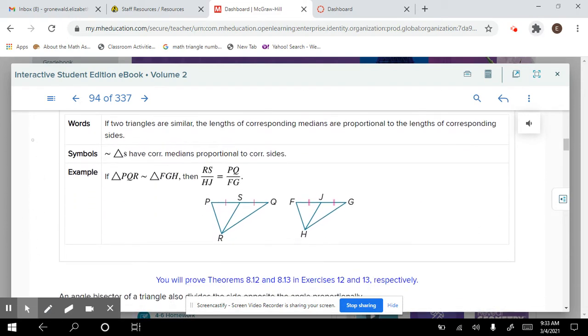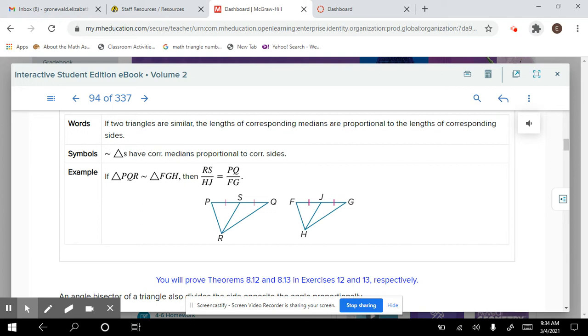The next one has to do with the corresponding medians. We have a median S and a median J. What it does is it creates two equal segments when it is the median. So P and S are equal, S and Q are equal to each other, and then FJ and GJ are equal. And it creates some proportionalities there.